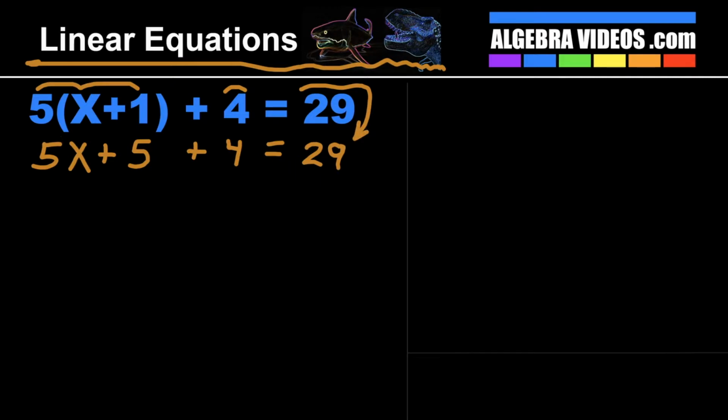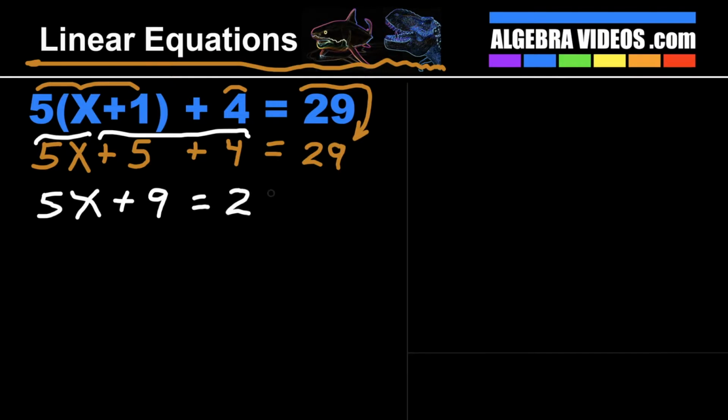And now we want to see, is there anything else we can simplify? Over here on the left side, we've got 5x plus 5 plus 4. Well, that 5 plus 4, that could be simplified into just 9, right? 5 plus 4 is 9. So I'm going to rewrite the equation. 5x, that's this term right here, plus 5 plus 4. Well, that's just plus 9, right? 5 plus 4 is 9. And that equals, on the right side, 29. Nothing changing over there on the right side.